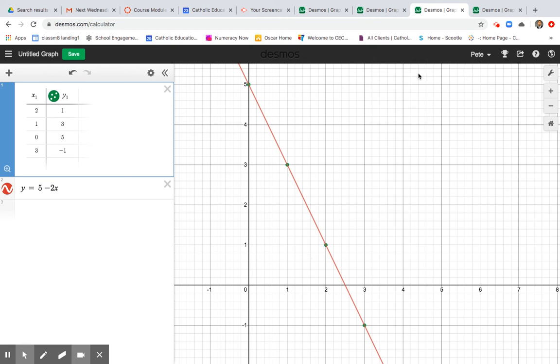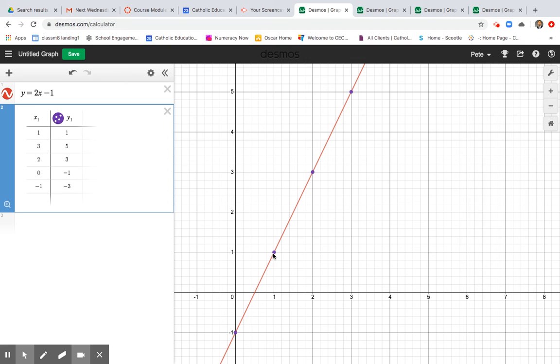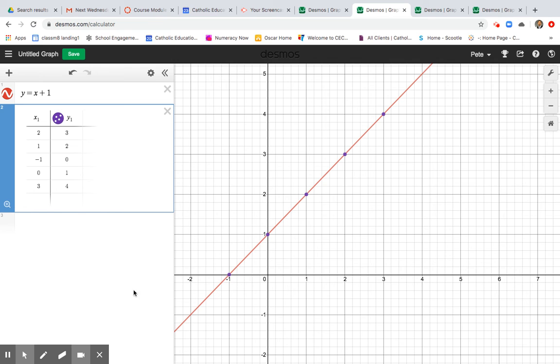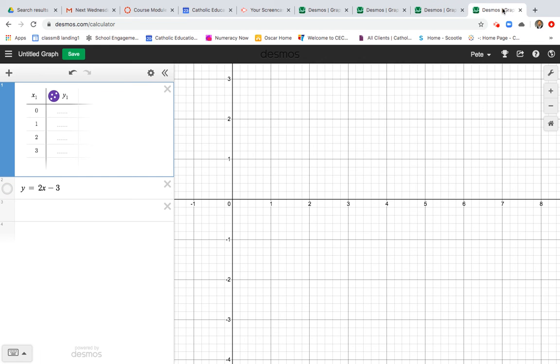Why is this one going downhill compared to these, which are all sort of uphill as we read across? Uphill, because of this positive 2x. This one is positive 1x. So again, it's going uphill. This one is a minus 2x. So that's why it's going downhill. And we'll get into that in later lessons.